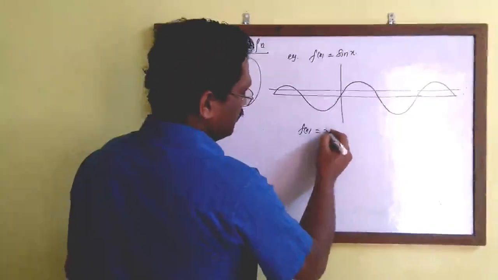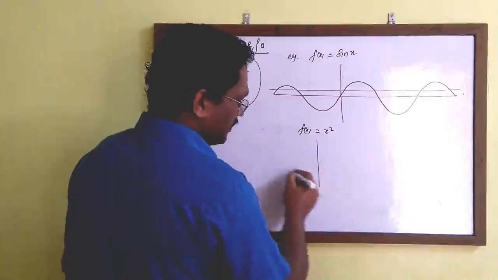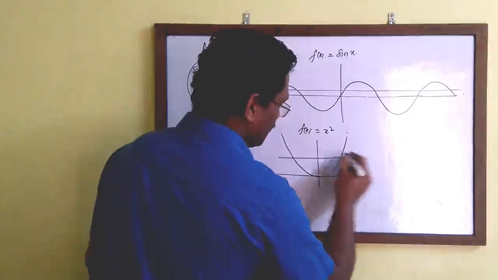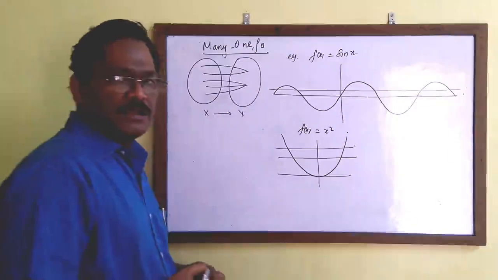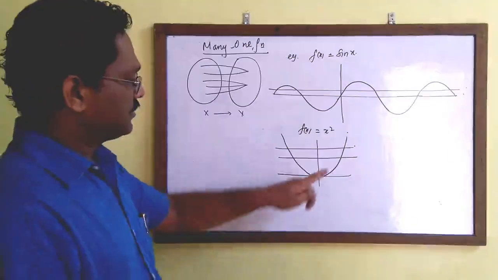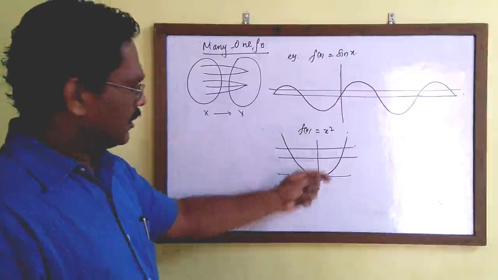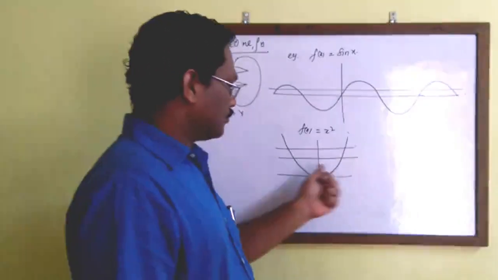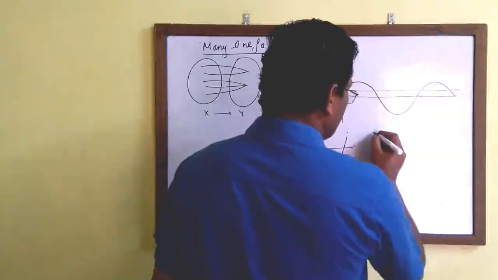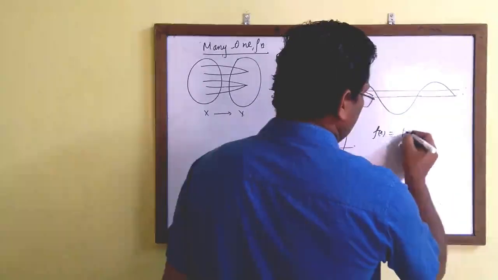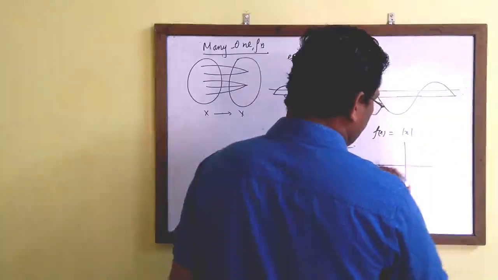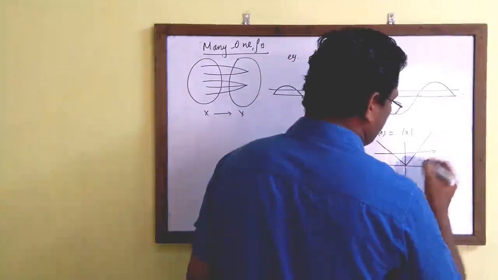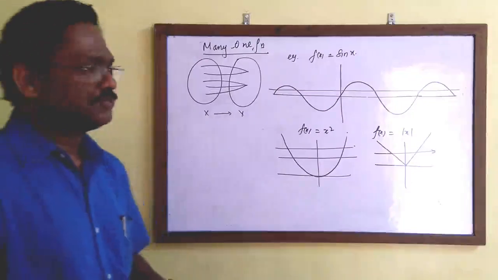If I take f(x) equal to x square, see, f(x) equal to x square forms a graph like this. See, every line drawn parallel to the x-axis intersects this graph at 2 points. Here it will cut at 1 point, that is 0. So this is also a many-one function. Or I can say f(x) equal to mod x. f(x) equal to mod x forms this V-shaped graph. And see, this also intersects at how many points? More than 1 point.